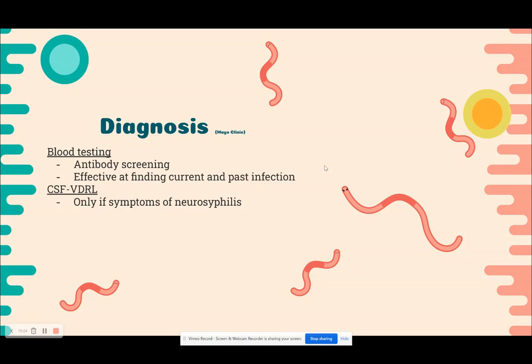Another way that you can test for syphilis, and this is only in the case of suspected neurosyphilis, is that doctors can do a lumbar puncture, draw cerebrospinal fluid, and test for the presence of syphilis through cerebrospinal fluid VDRL testing.